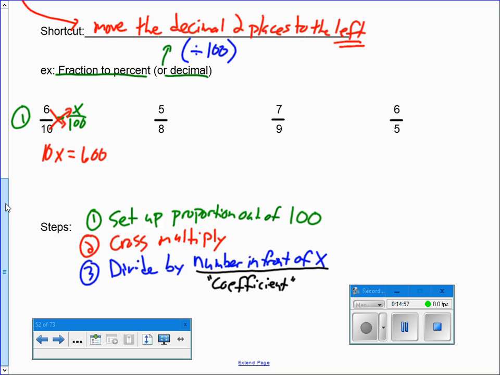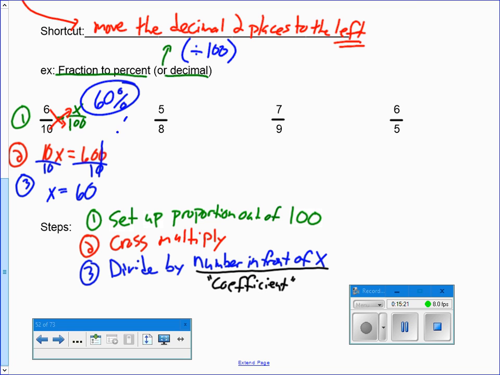So here's our second step after we cross multiplied. Here's going to be our third step. Last step is going to be to divide by this coefficient of 10. 600 divided by 10, again, we cancel out the zeros, we get 60. Alright, so this is the same as 60%. Right, as a decimal, we'd move it 2 places to the left, it'd be 0.6.